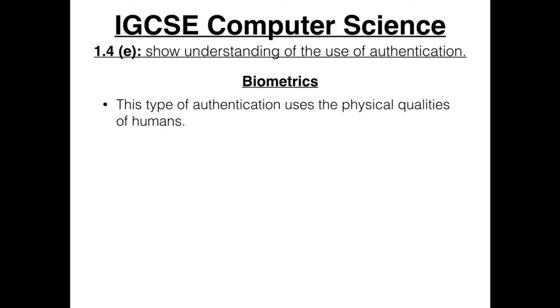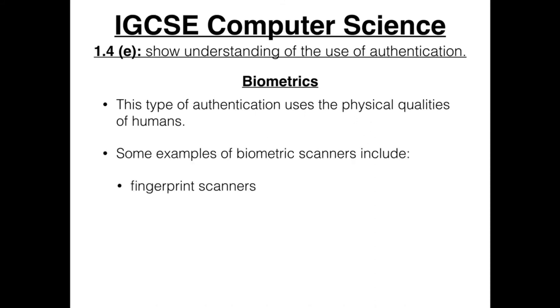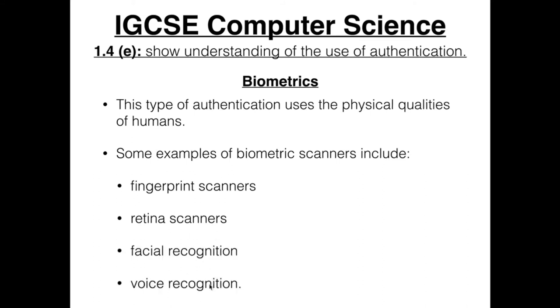As long as you know that hashing is a forwards process, then, yeah. So, biometrics. This is the last authentication method we have to look at. This type of authentication method uses physical qualities of humans. This could include fingerprint scanners, retina scanners, facial recognition, and voice recognition.